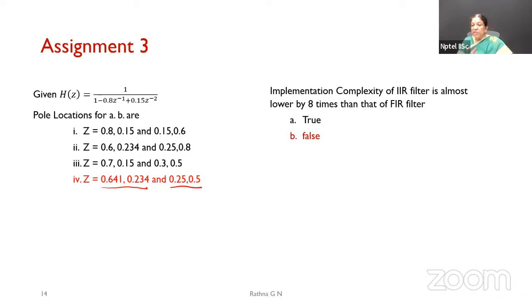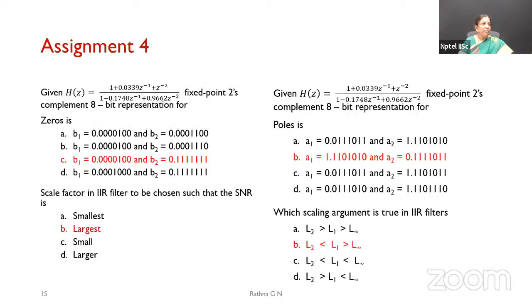And implementation complexity of IIR filter is almost lower by 8 times than that of FIR filter. So which is false? We know that whatever implementation, the order of the filter is less compared to FIR filter, but we cannot say it is 8 times. That's why the result is false.